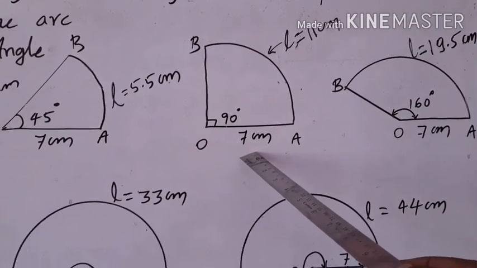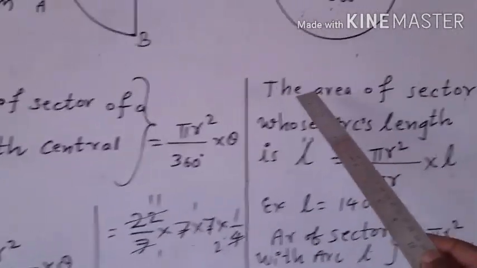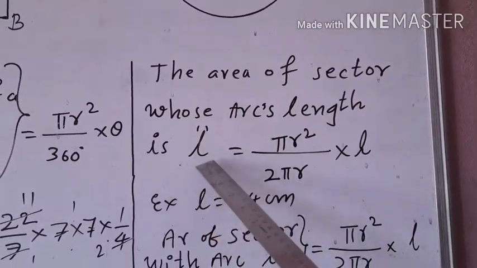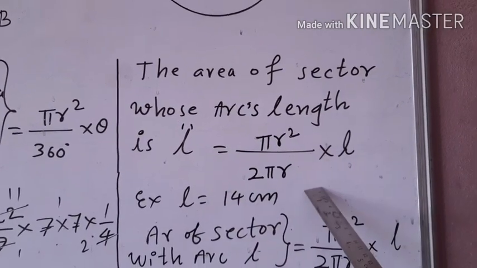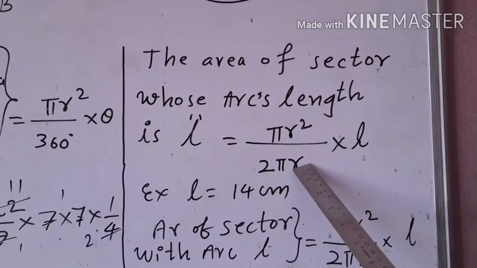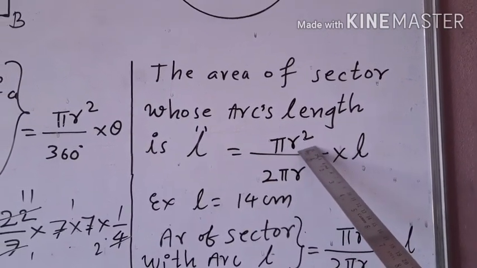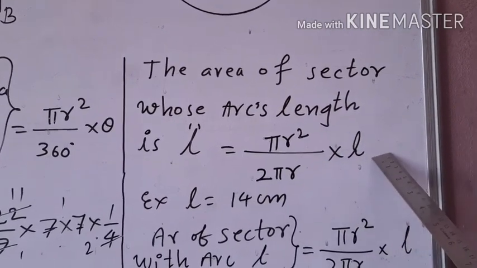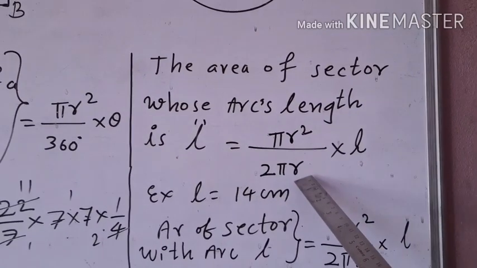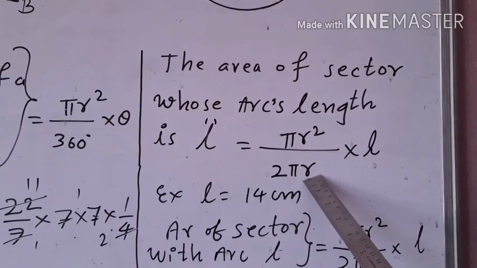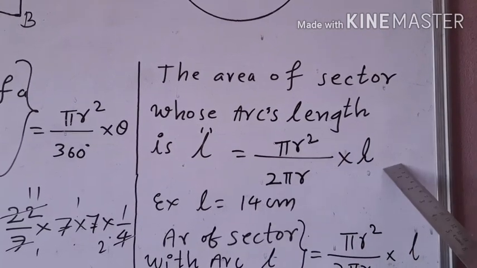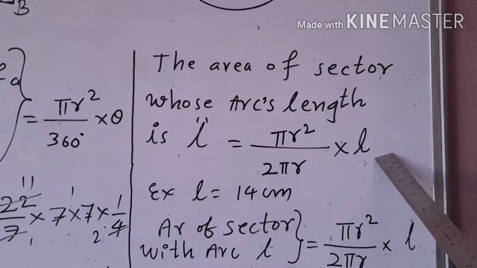For this we have a formula. The area of a sector whose arc's length is L and radius R is given by πr² by 2πr into L. It means if 2πr is the arc length, then πr² is the area. Did you understand? For 2πr length of the arc of the sector, πr² is the area. If L is the length of the arc of the sector, then what is the area?